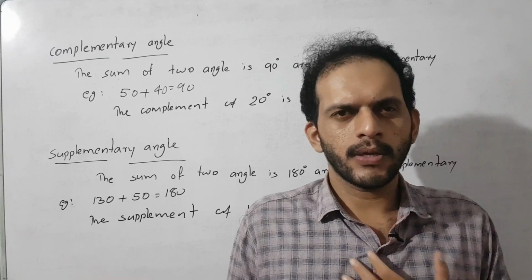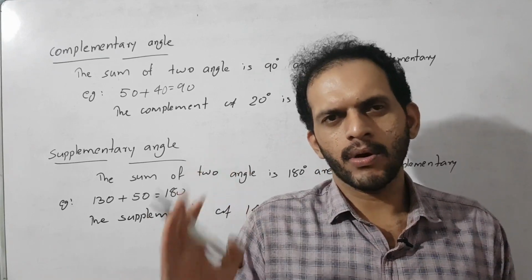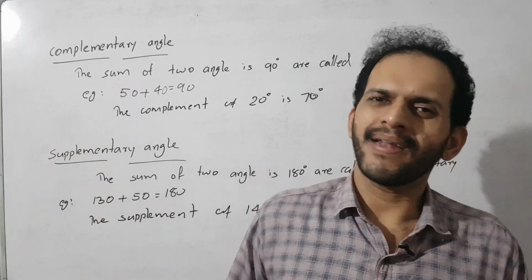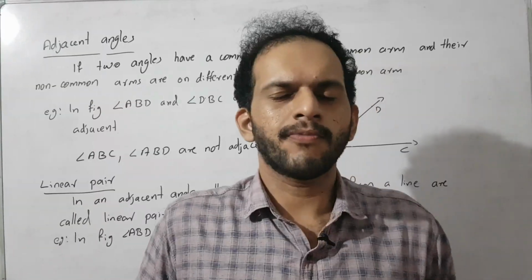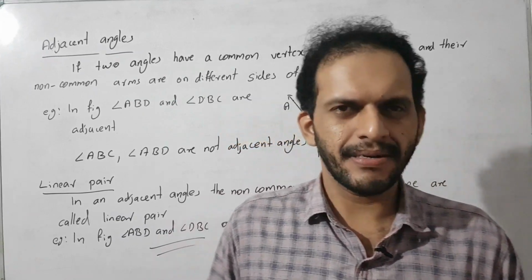The supplement of 40 is 140. I think you got the idea of supplementary and complementary angles, and of supplement and complement. Next, we go to the next idea, which we also discussed in the lower classes: adjacent angles.